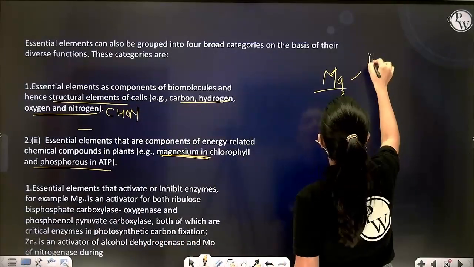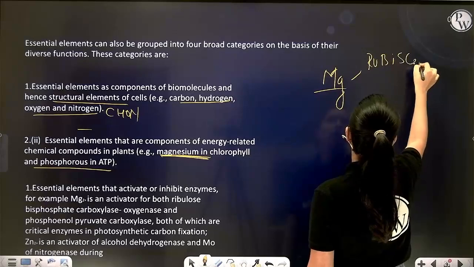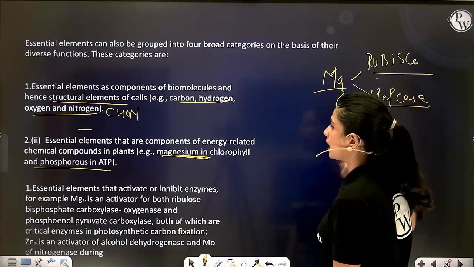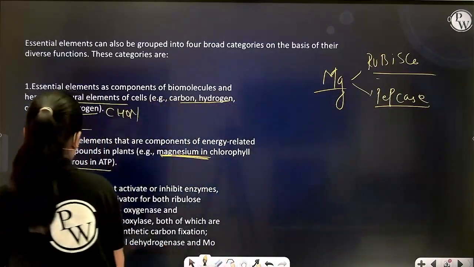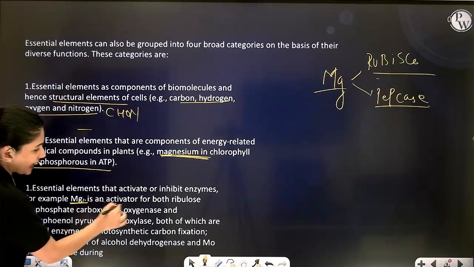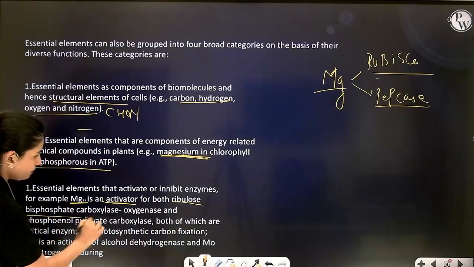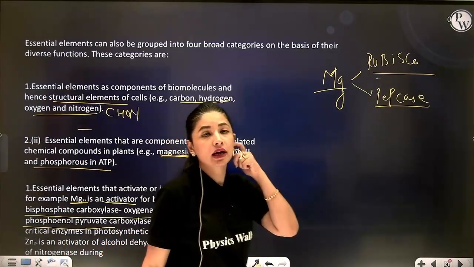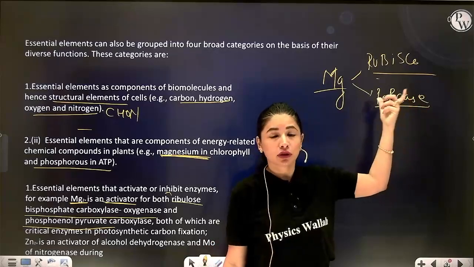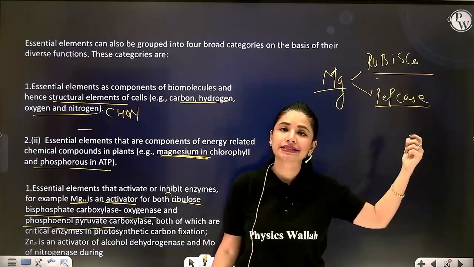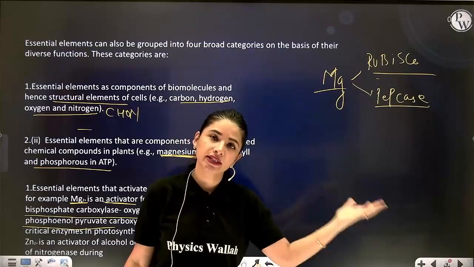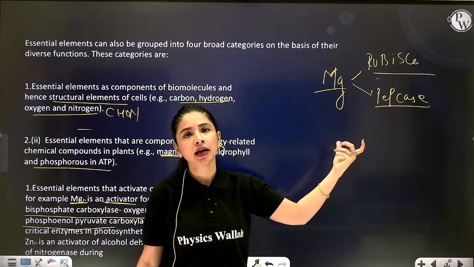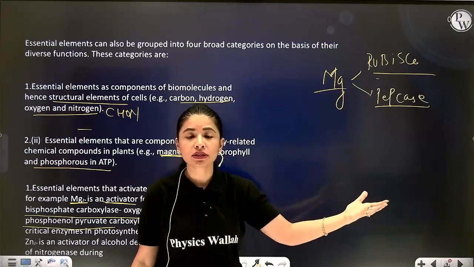So magnesium, apart from activating rubisco, also activates another enzyme found in C4 plants called PEP carboxylase. See, magnesium is an activator for both rubisco and PEP carboxylase, that is phosphoenol pyruvate carboxylase. This enzyme is required in C4 plants for carbon fixation. So these two are very important enzymes which are activated by magnesium.